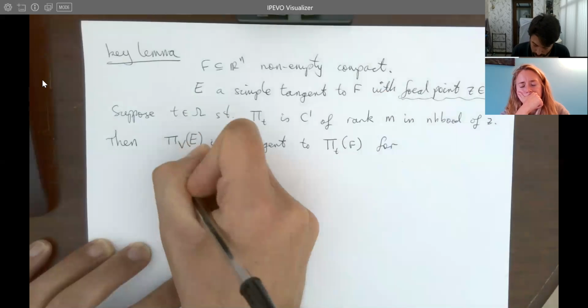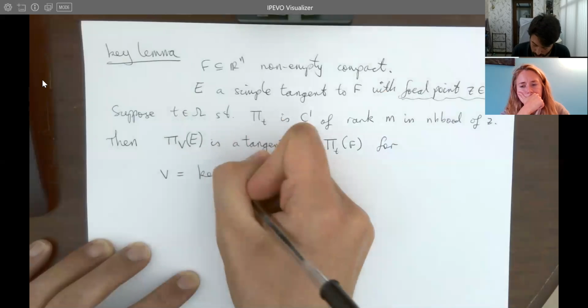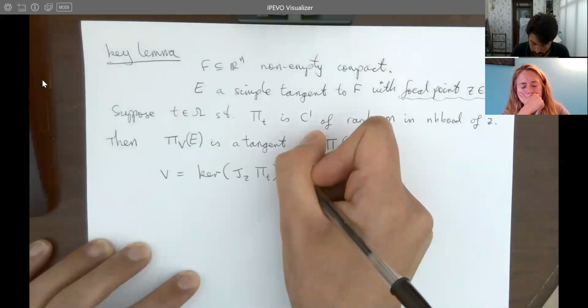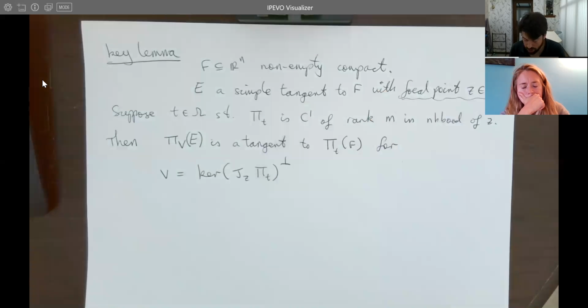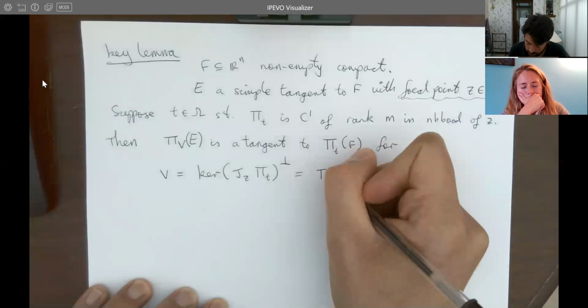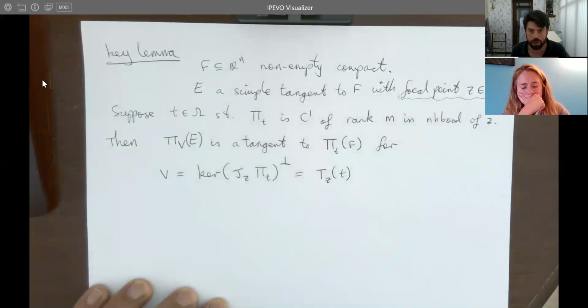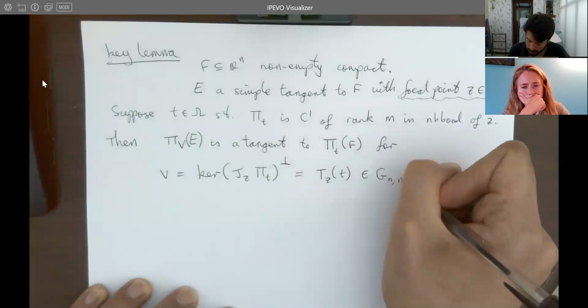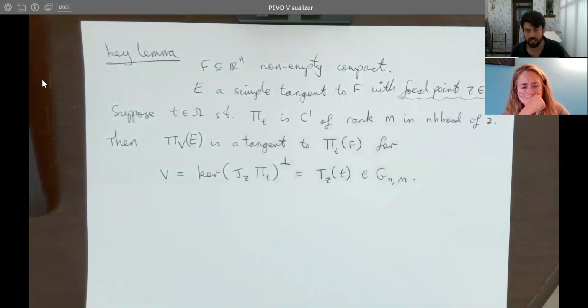for V equal the kernel of the derivative of pi T at Z orthogonal, which, by the way, is capital T Z of T, which is the map I defined in the introduction. So this is where this comes in. And that is an m-dimensional subspace of Rn. So this says the projection of a tangent is the tangent of a projection, but all this kernel business is because the maps are nonlinear.